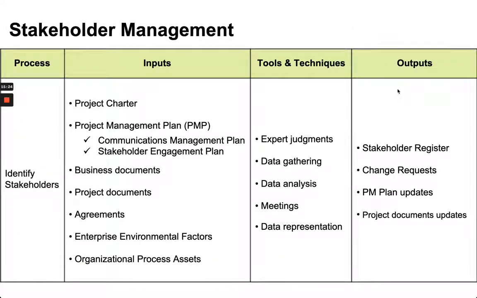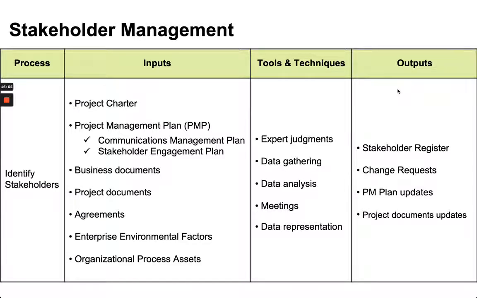Let's look first of all at the stakeholder management. As I said earlier, there are 10 knowledge areas comprised of the Project Management Institute. These 10 knowledge areas have a total of 49 processes. This is one example of one of those 49 processes. This process is called Identify Stakeholders.